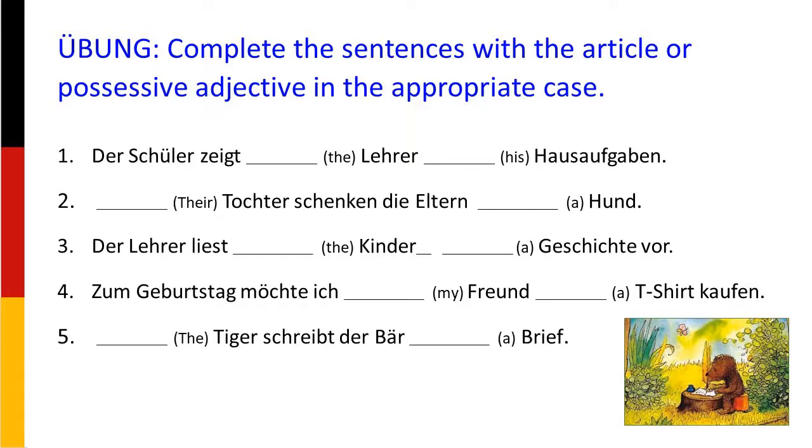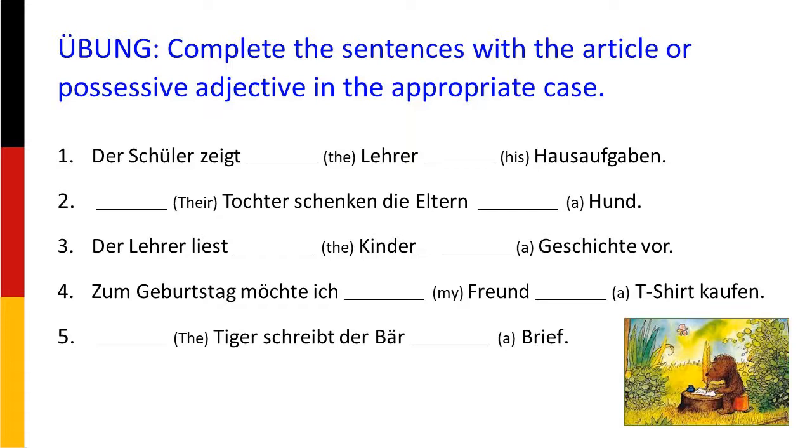And now we need to ask question 3, what does the schoolboy show? And he shows his homework. And then question 4, to whom is the schoolboy showing his homework? And it's to the teacher. So if the schoolboy is showing his homework to the teacher, then his homework is our direct object. That needs to be in the accusative case.